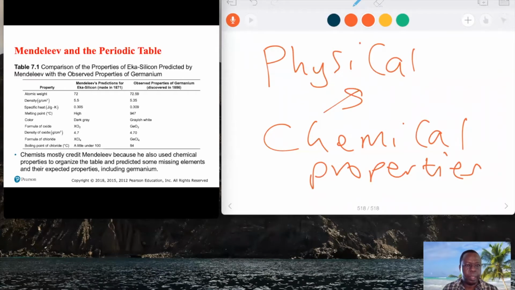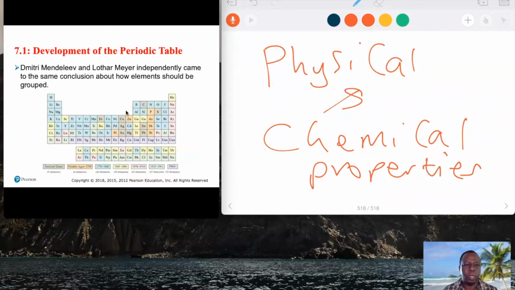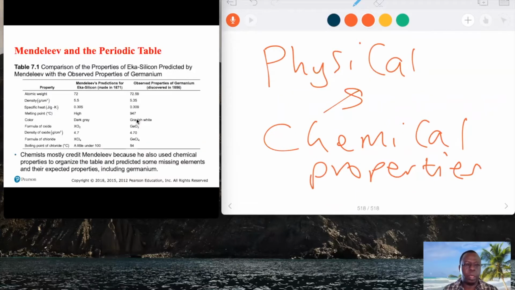The two atomic weights of germanium. This is for germanium. If you look at this germanium, the atomic weight 72.59. This is the actual. This is what he predicted. This is the density. This is the actual. All these, if you look, they are almost similar. Therefore, the scientific community actually gave him the credit.